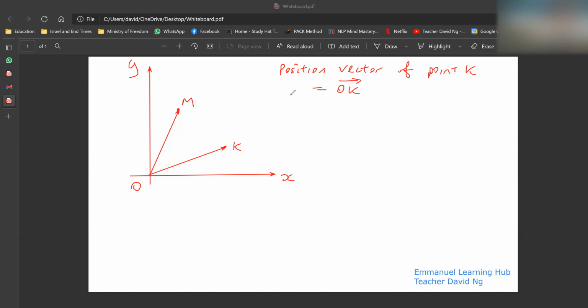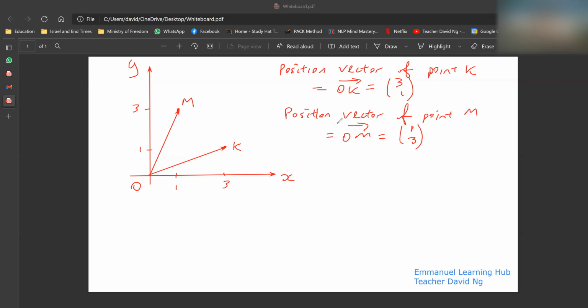So what do you mean by position vector? Let's say your OK is 3, 1. That means the coordinates of K is 3, 1 also. That means this is 3. This is 1. Okay. Then position vector of point M is OM. And what's the coordinate of M? Coordinate of M is 1, 3. So the position vector of M, which is OM, is actually 1, 3.